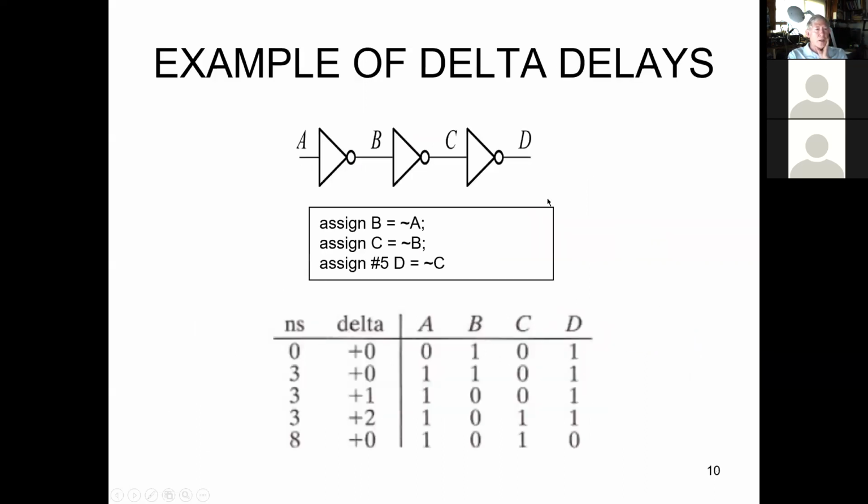Okay, all right. So here's an example of delta delays. We have 3 inverters. B is going to be equal to A prime after the first delay. C is going to be equal to B prime, which would be A prime prime after the next, or C is going to be equal to A. And then D is going to be equal to A prime again. So you can write this: B equals A prime, or the inverse of A, C equals the inverse of B, and D equals the inverse of C.